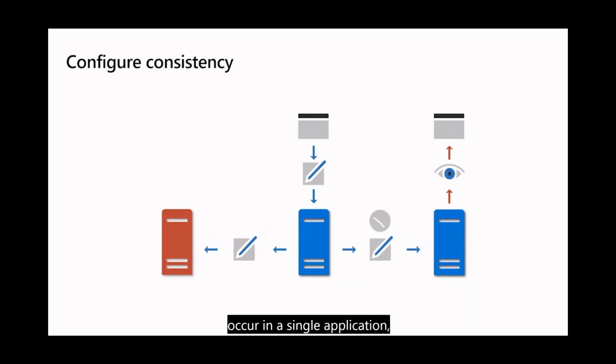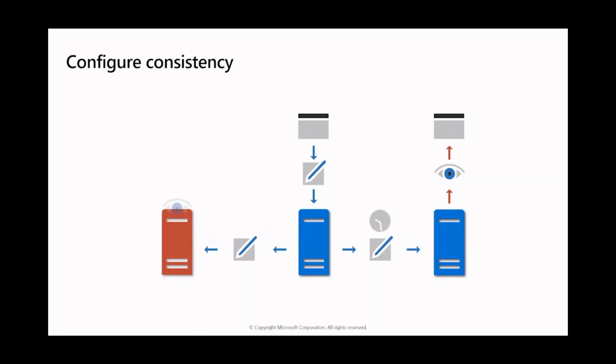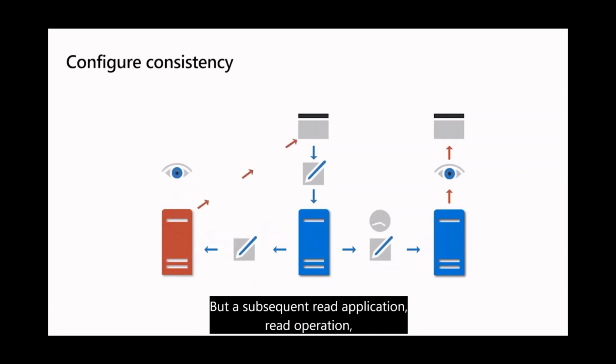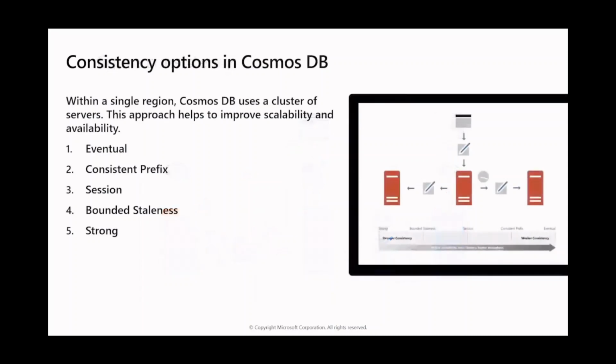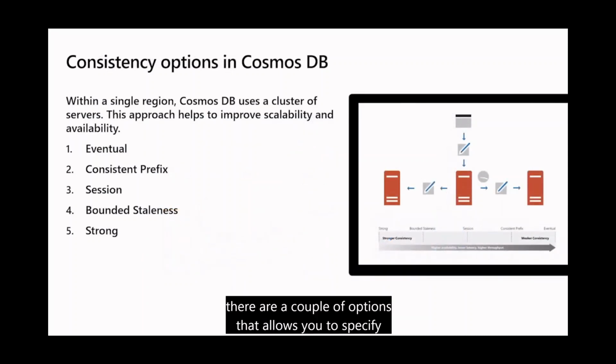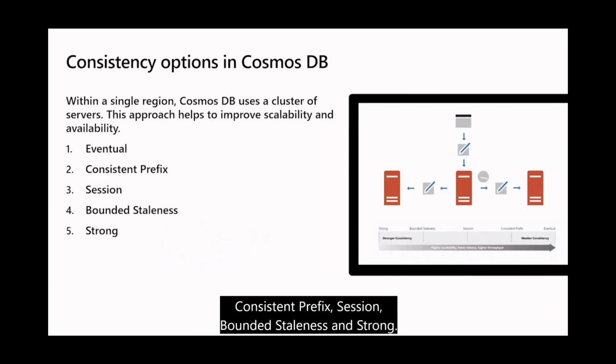Inconsistencies can occur in a single application if a write is directed towards one server in the cluster, but a subsequent read operation is performed against a different server. Now, in Azure Cosmos DB, there are a couple of options that allow you to specify how inconsistencies should be handled. And these options are eventual, consistent prefix, session, bounded staleness, and strong.